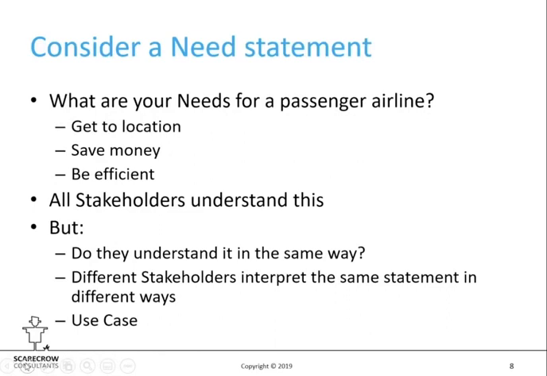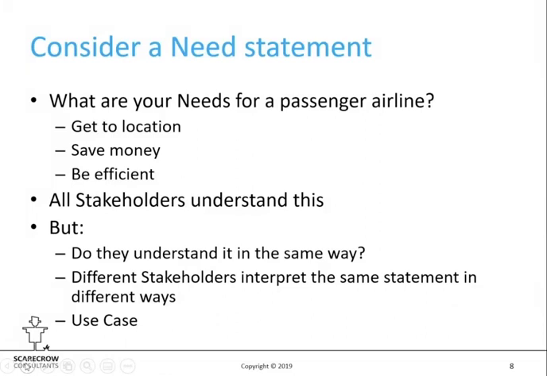let's imagine the context of looking at a few needs. And let's just consider a very simple example. What about a passenger airline? Okay. So let's think at a very, very high level. What are our needs for a passenger airline? So you said, well, obviously it's to get from one location to another. I'd like to be able to save money as well, and also it would be a good idea if the aircraft, for example, was efficient.